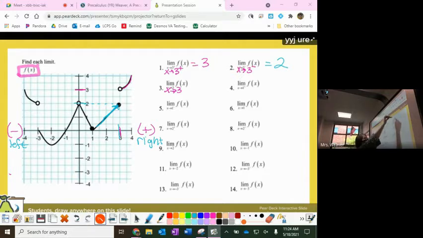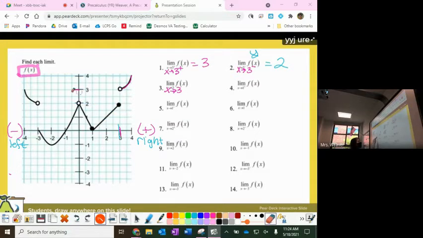Remember, our f of x notation we're used to thinking of as y equals notation. So it's asking, as x gets closer to 3 from the left side, what is your y value? And my y value is 2. I know, it'll just take a little practice, and then you guys will be like, got it. Okay, but it does take a little practice at first.